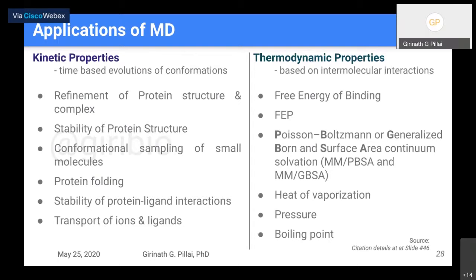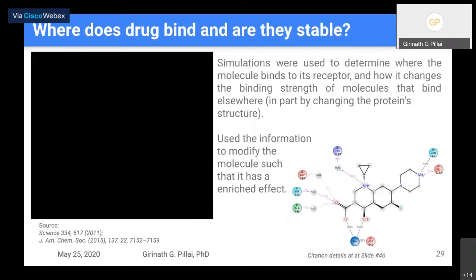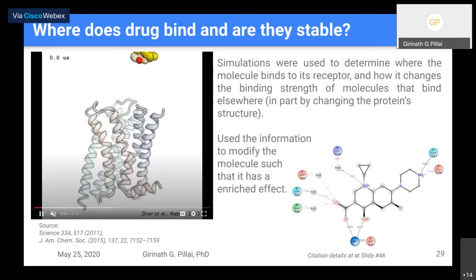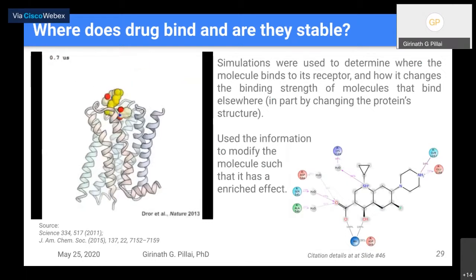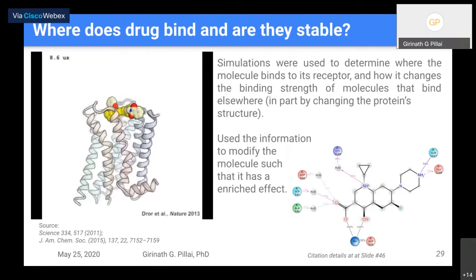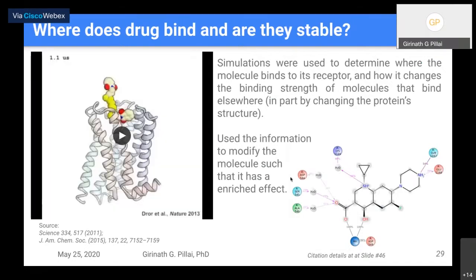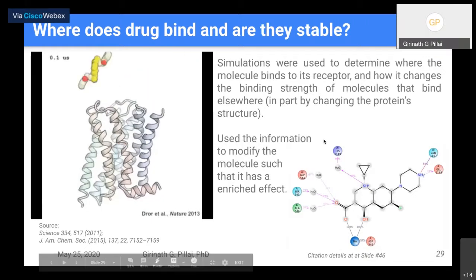heat of vaporization, pressure and boiling point. These are more statistical thermodynamics terms, similar to implicit conditions. Now, where does the ligand or the drug bind, and are they stable? This is what the simulation is being done for. As you can see in the video, the citation is there. It is from Nature 2013. It is done in microseconds anyway. So they're trying to see in the simulations where the molecule binds to its receptor and how it changes the binding strength of a molecule that binds elsewhere.